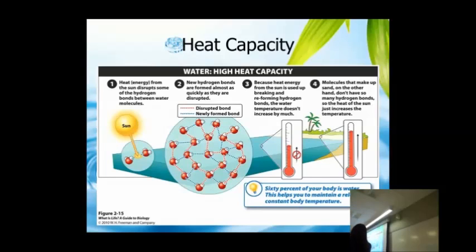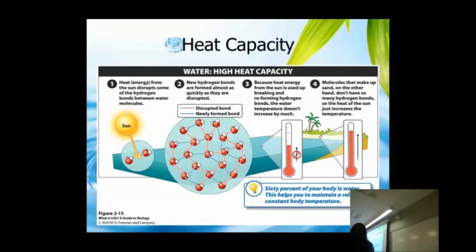Part of that is because water is going to be able to retain that heat inside it. So heat energy that's coming from the sun is going to heat up the hydrogen bonds that are between the two water molecules, and new hydrogen bonds are going to form as they start to move around pretty rapidly against one another. So you see disruption and then a new bond, and then disruption and then a new bond. And so because heat energy from the sun is used up in breaking and reforming these bonds, water temperature doesn't increase by much. So the ocean water is going to be pretty stable.